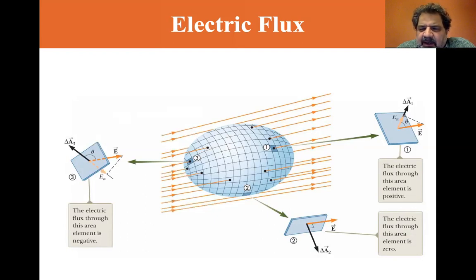The electric flux through this area element is zero. Remember, E dot A, the dot product, is EA cosine theta. What's the cosine of 90 degrees? The cosine of 90 degrees is zero. So if you have EA cosine theta equal to zero, the whole thing is equal to zero. So the electric flux through this area element is zero when it's perpendicular.